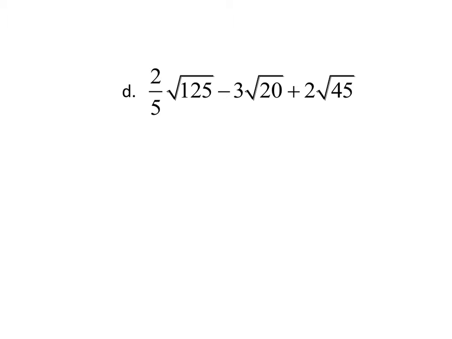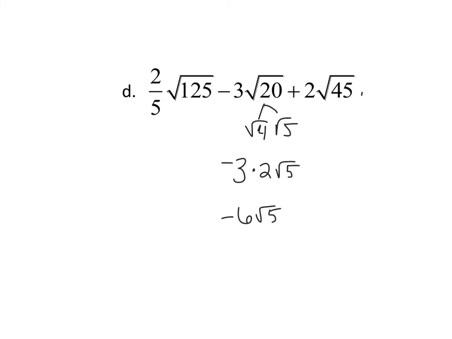Again, I would always say pause the video, see if you can do it. What I'm going to do is always look for the lowest number. So I'm going to look at 20. I'll break that up first. So 4 and 5, I'm picking 4 and 5 because 4 is a perfect square. So I get 3 times 2 square root of 5, which ends up with 6 square root of 5.